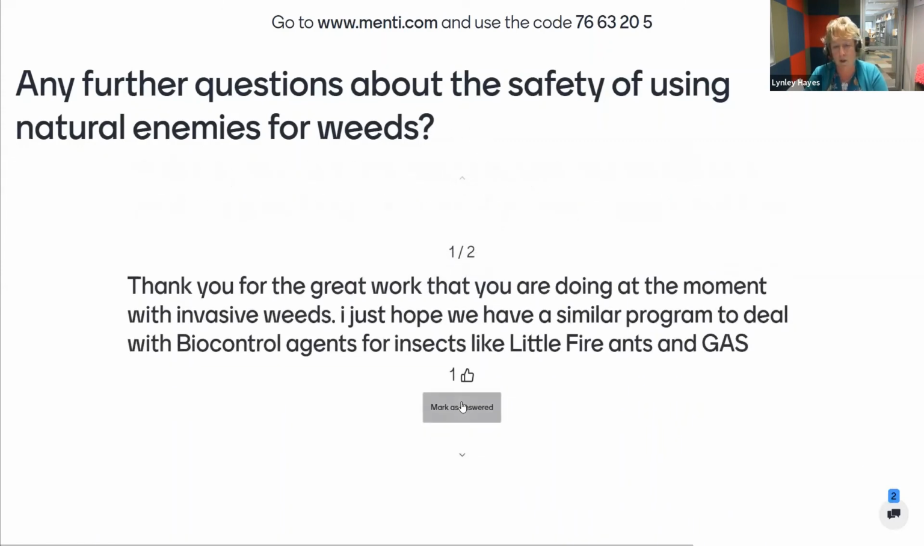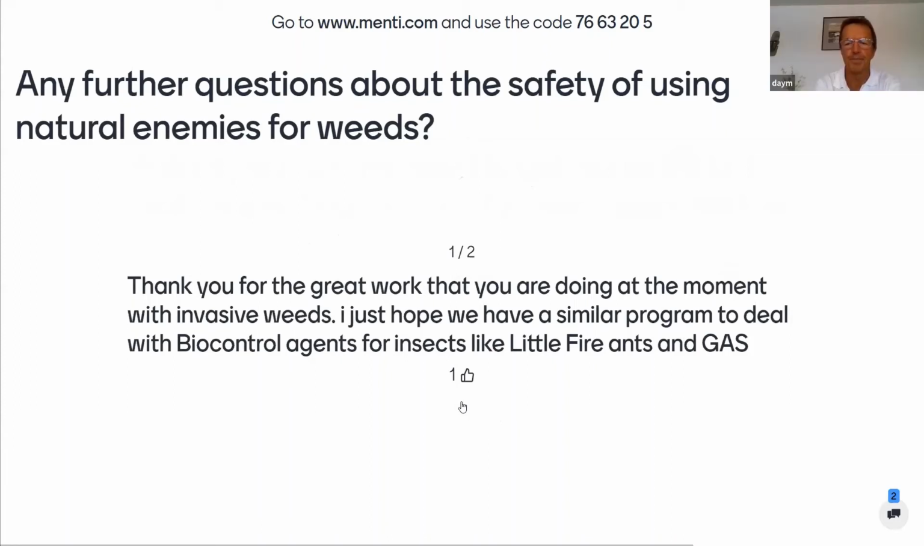Thank you for the great work you're doing at the moment with invasive weeds. I hope we have a similar program to deal with biocontrol agents for insects like little fire ants and GAS. Giant African snail. Okay, I'm outside my area of expertise there.